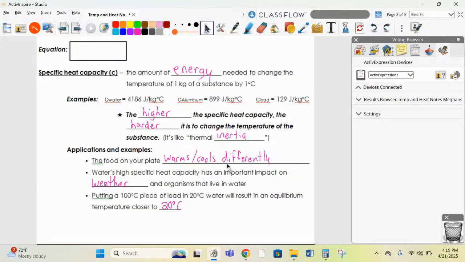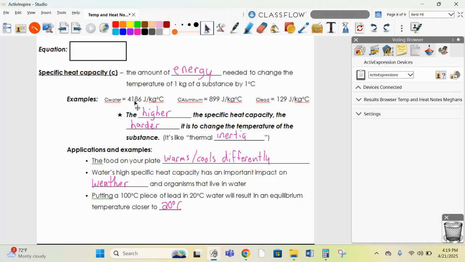That variable c is one that is new. It stands for the specific heat capacity, and that is the amount of energy needed to change the temperature of 1 kilogram of a substance by 1 degree Celsius. Now, the higher the specific heat capacity, the more energy is needed, and the harder it is to change the object's temperature. The lower the specific heat capacity, the easier it is to change the object's temperature.